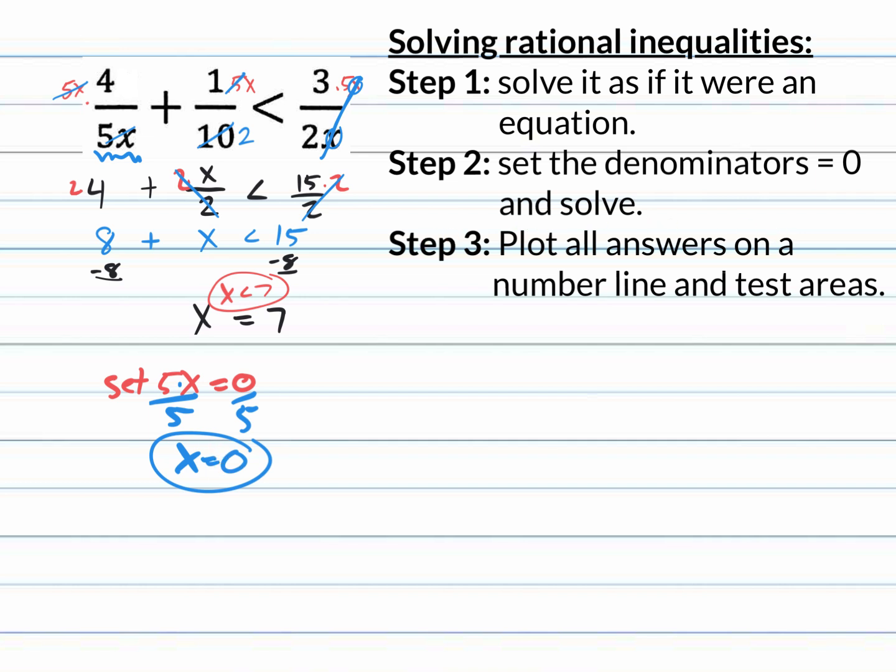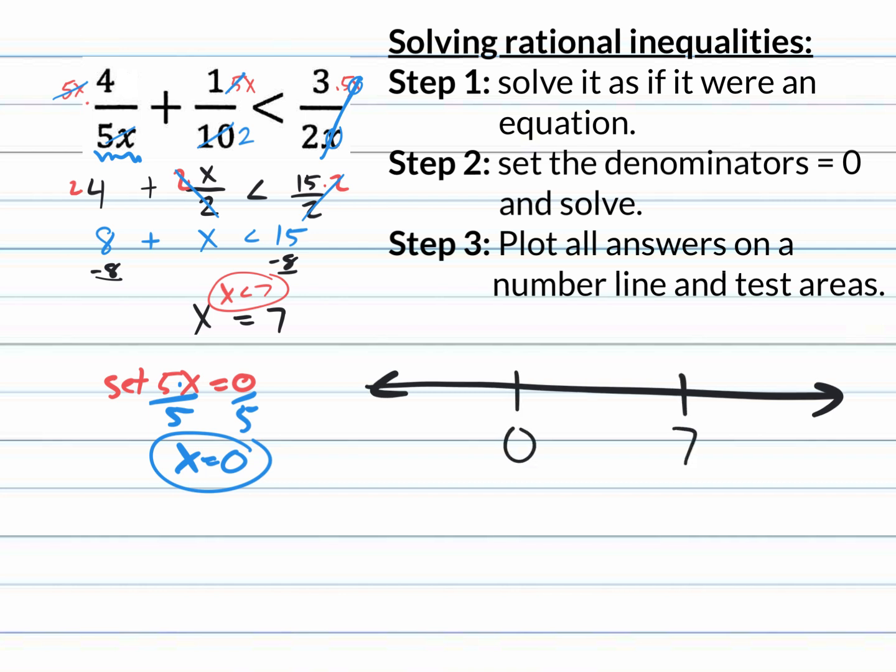Step 3, plot all answers on a number line and test the areas. So we need to go to a number line, plot our answers right there. We have the answer 0 and the answer 7. Okay, so we have 0 and 7, and we need to test answers.